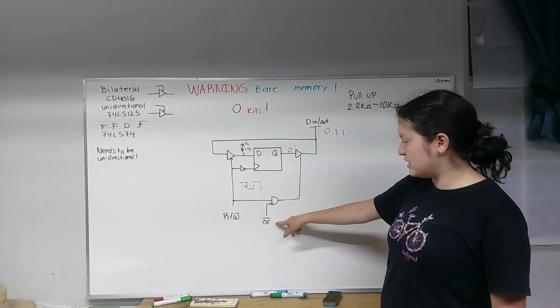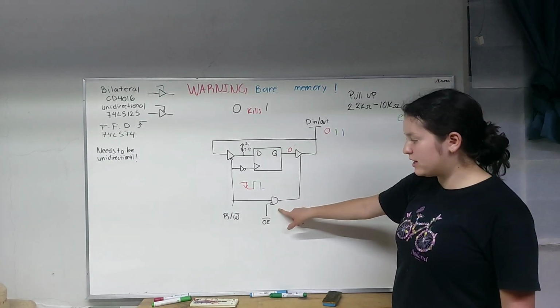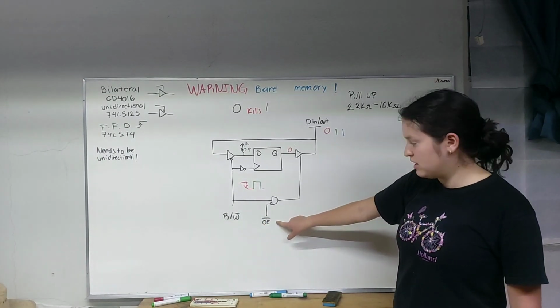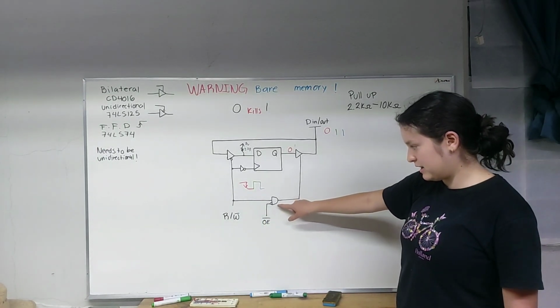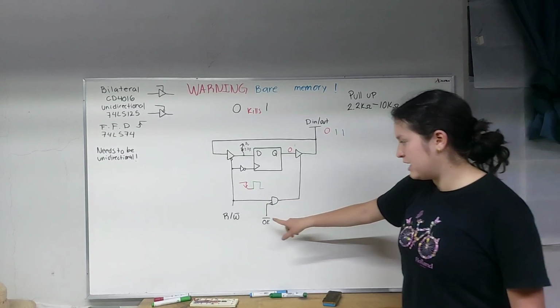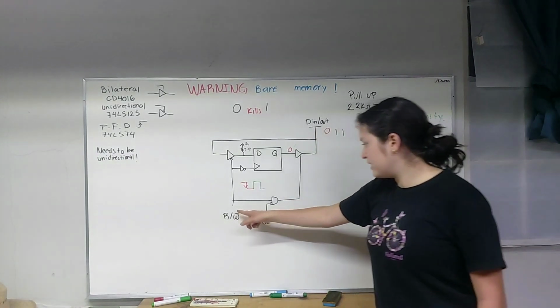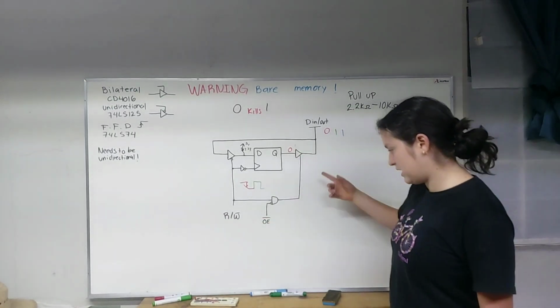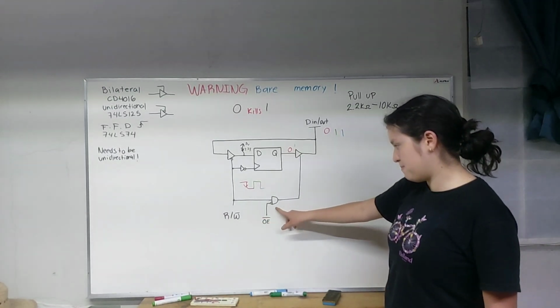When output enable is in 0, my trigger is going to be read and write. Because if it is in 0, it's going to have a 1, the AND. And if it is 1, we are going to be reading. If it is 0, we are going to be writing, because this is in 1.